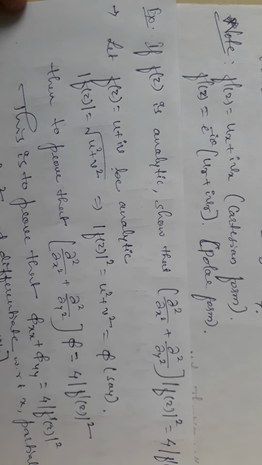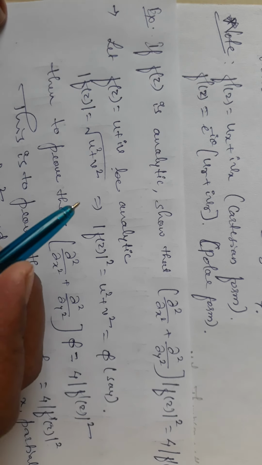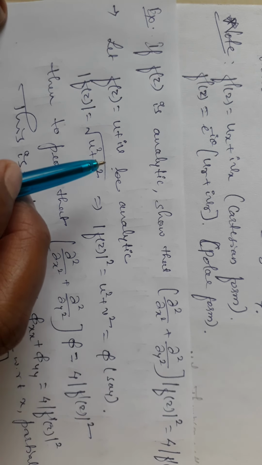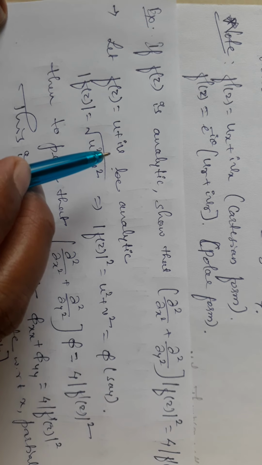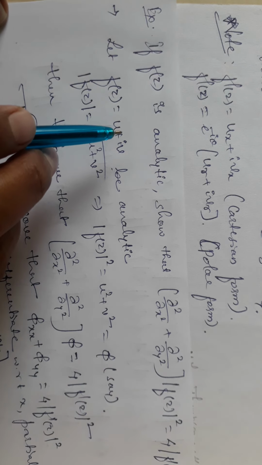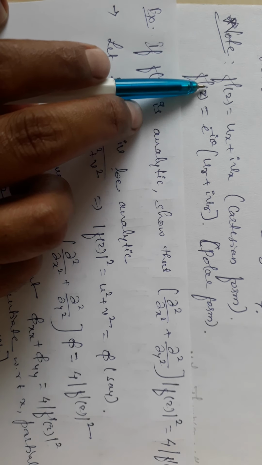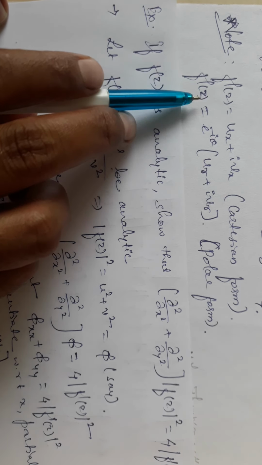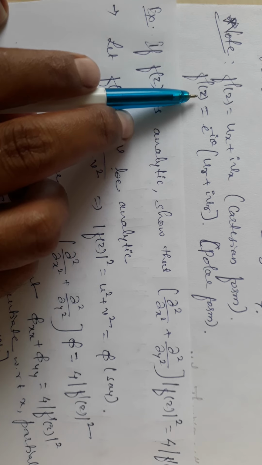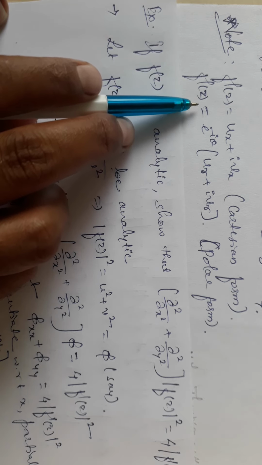Friends, in my previous videos, we saw the consequences of the CR equation. Now, we discuss an example based on that. Before going to that, we consider one note to find f dash of z when f of z is analytic.